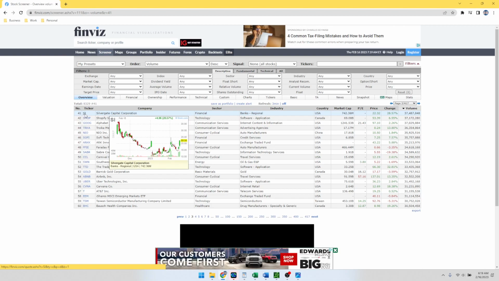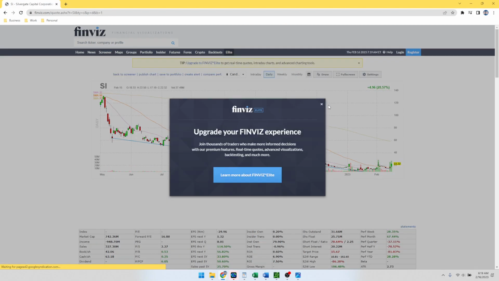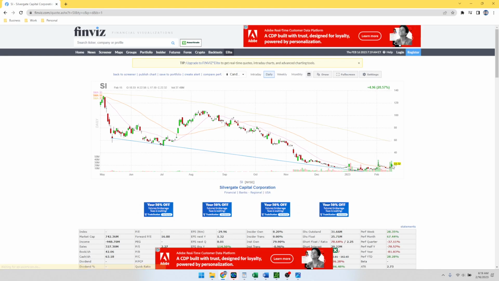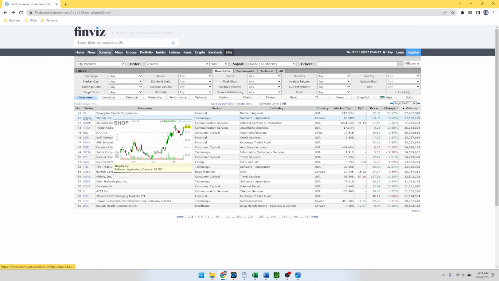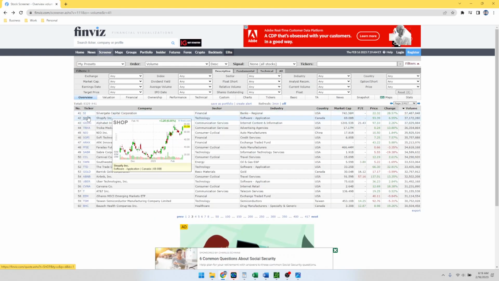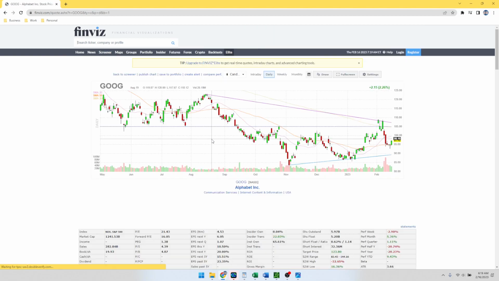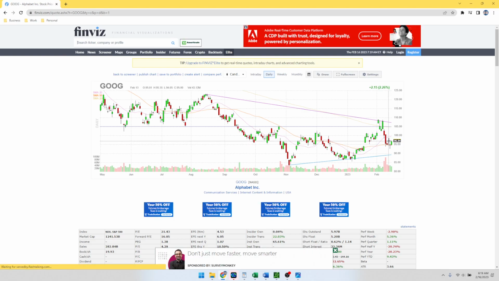So for instance here, Silvergate Capital, look at how this thing went in, and then we did a 2-2 reversal back up. That was a good one. But we're trying to find one for today. Shop was another good 2-2 reversal. Google, same thing. Google was one that we actually took, because we went 2-2 and then we hit our first target right there, and we're out of the trade that quick.